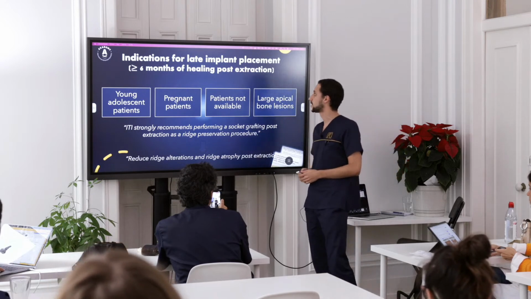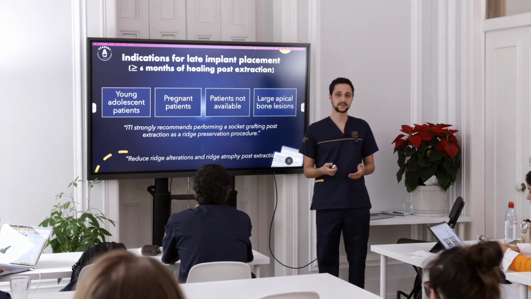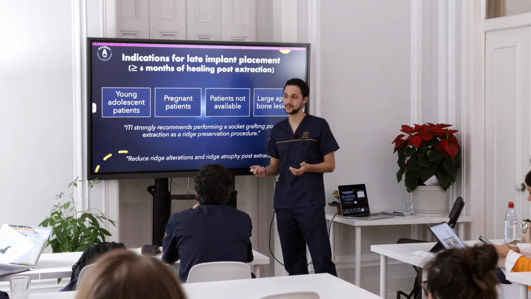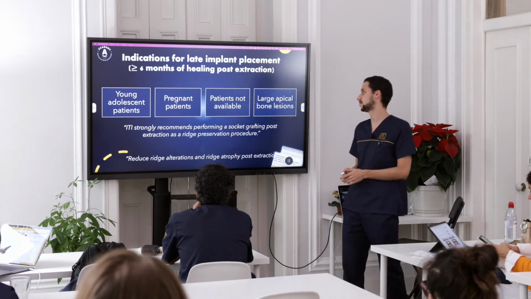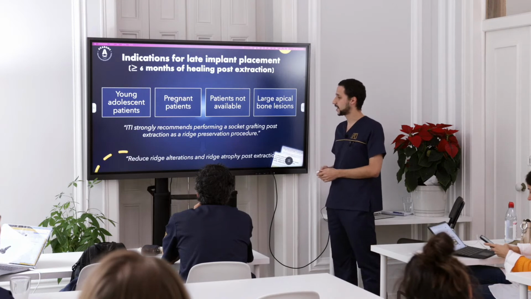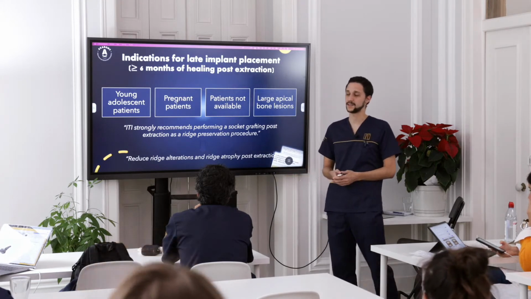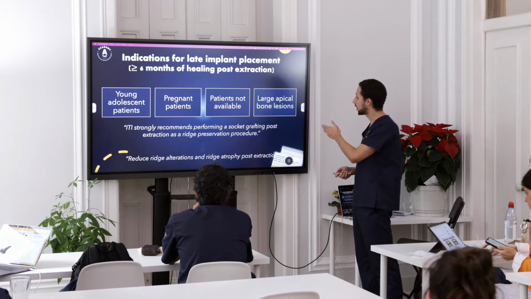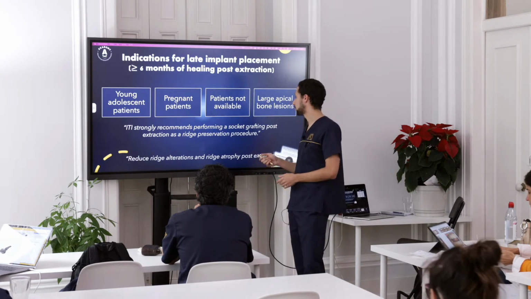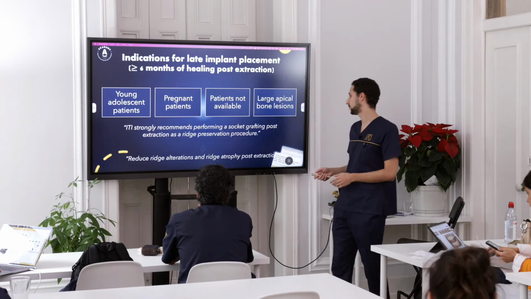Now talking a little bit about late implant placement, we know that it's 6 months or more. We use it mainly for young adolescents. For example, if a patient loses a tooth when he's 16 years old, we are not going to place an implant for sure. So we need to wait a little bit longer. Pregnant patients also, because we need to wait until after she has the baby. Also for patients who are not available, for example, patients who work abroad or patients here for dental tourism. Large apical bone lesions are also a good indication. The ITI strongly recommends performing socket grafting, because we need to reduce the ridge alterations and of course the ridge atrophy.